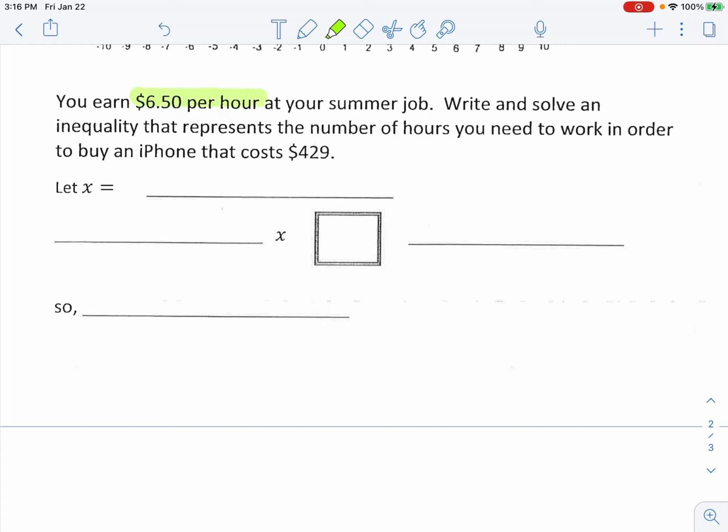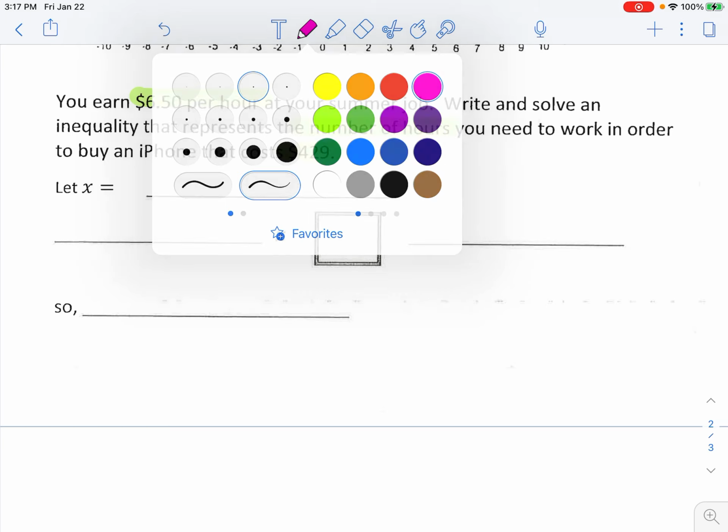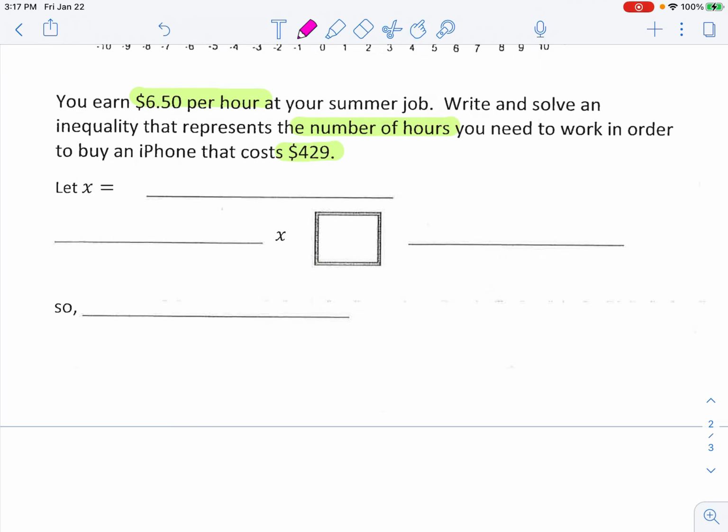You earn $6.50 per hour at a summer job. Write and solve an inequality that represents the number of hours, so that's what we're looking for, the number of hours that you need to work in order to buy an iPhone that cost $429. Now, remember when we've done these in class, I've said the dollar amount or the total that you need is always going to go on the right side of your inequality. Let X equal is what we're looking for. We're looking for the number of hours. So let X equal number of hours I need to work.